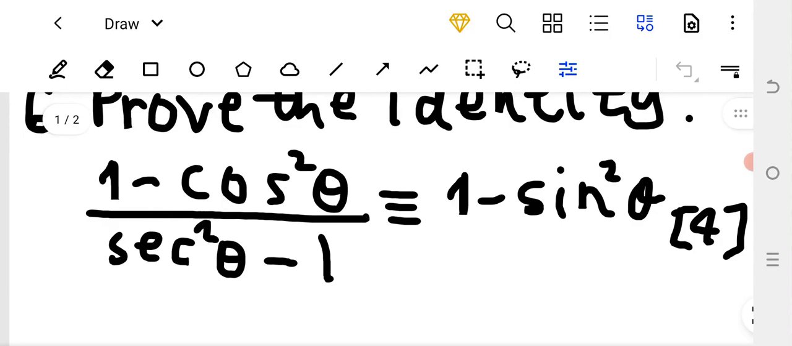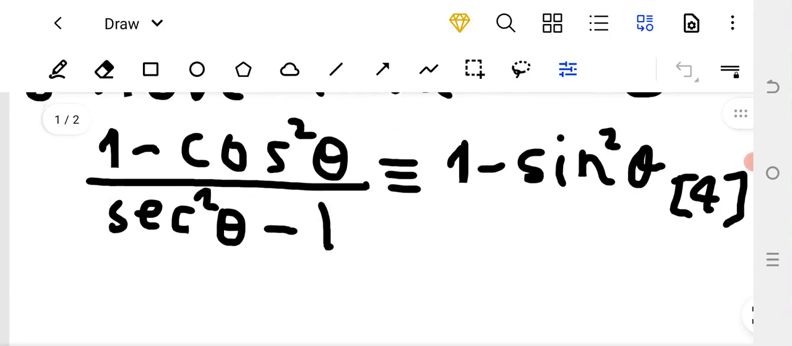Now if you look at the left hand side, you can see that you can break it down to give you the right hand side. But if you look at the right hand side, it would be pretty difficult to break it down and get the left hand side. It would require identities above our level. So we are going to choose the left hand side.